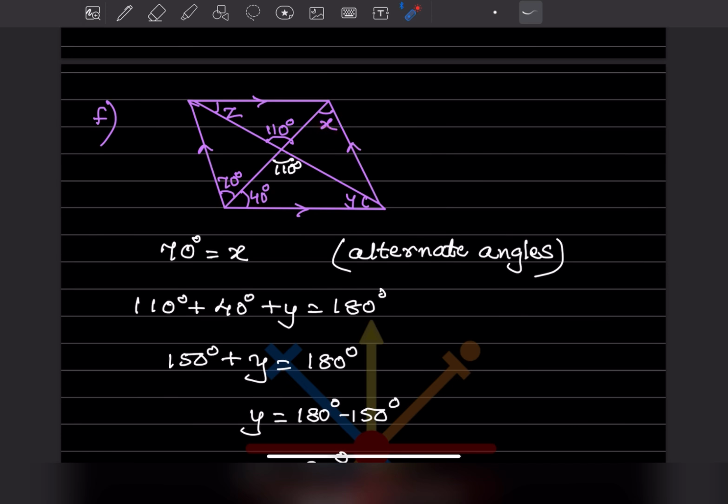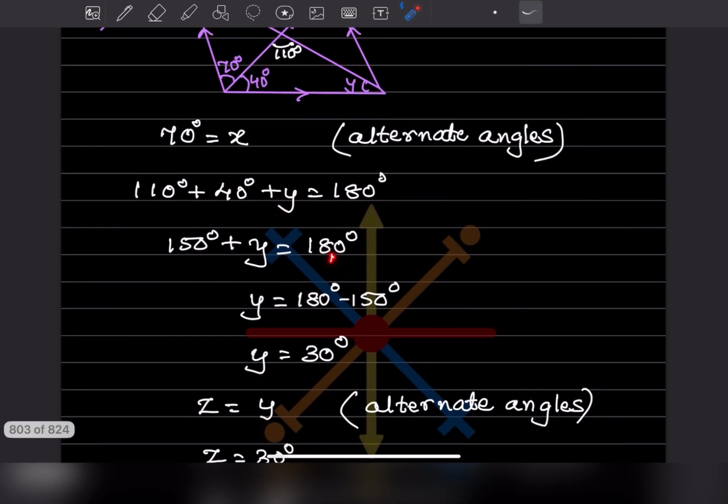Now let us see for here, because now this is 110. This should be 110 because they are the vertically opposite angles. Now we will consider this triangle. The sum of angles in a triangle should be 180. So we can write 110 plus 40 plus y is 180. This will be 150 plus y is equal to 180. So y will be 180 minus 150, so y is going to be 30.